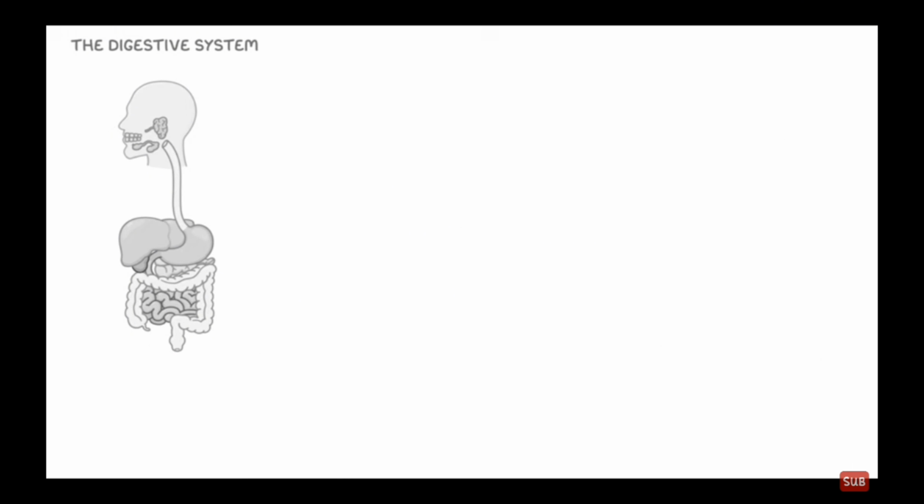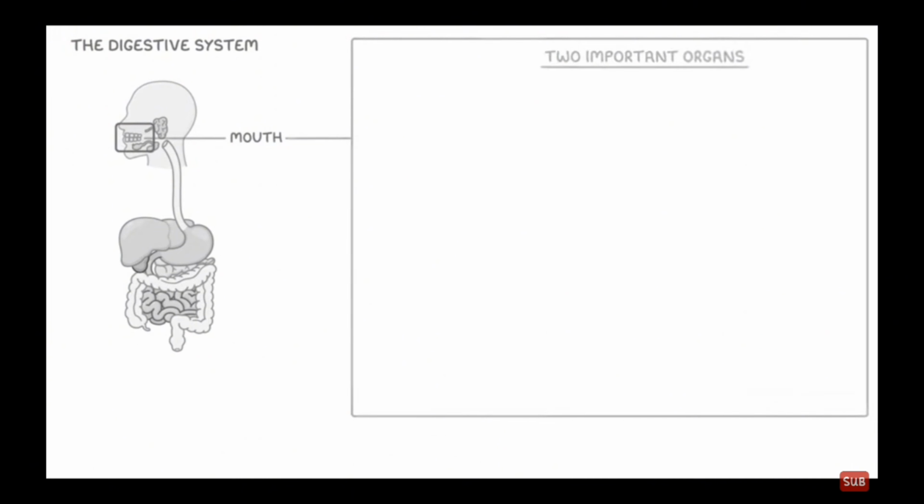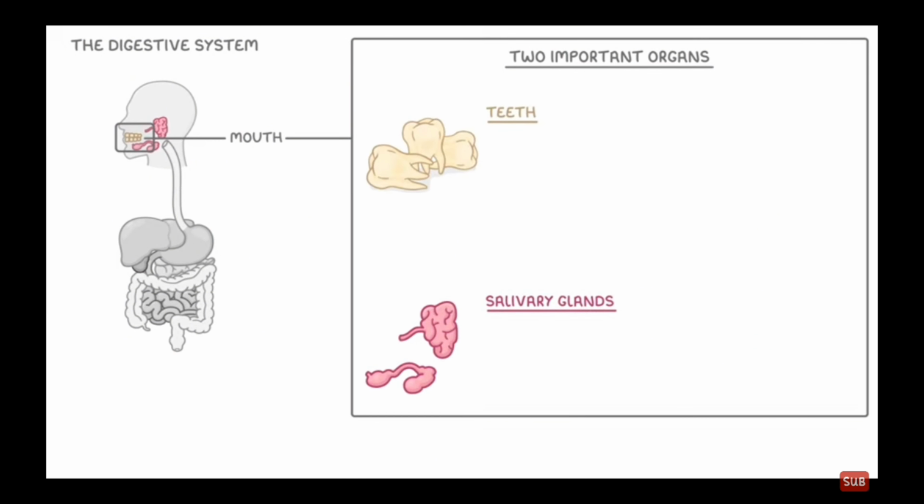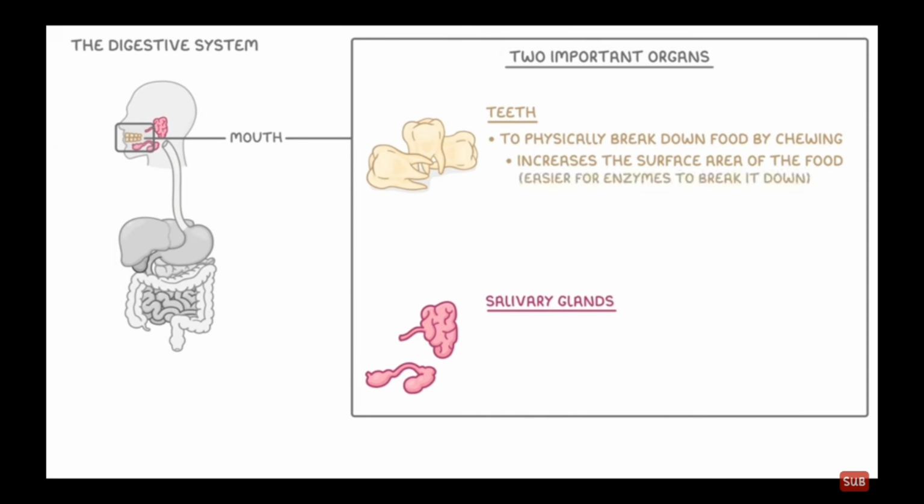Starting at the very beginning, we have the mouth, which contains two important organs: the teeth and the salivary glands. The role of the teeth is to physically break down the food by chewing. This increases the surface area of the food so that it's easier for enzymes to break it down, which we'll learn more about later. But it also makes the food easier to swallow.